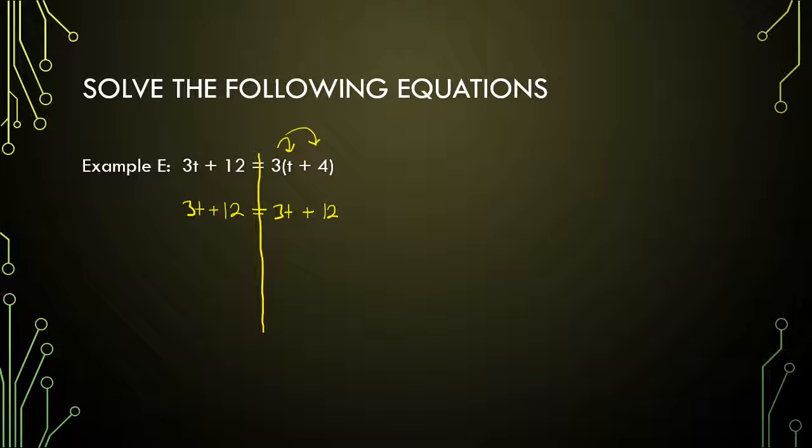Since we're dealing with variables on both sides, we again have to move 1 to the other side. And the opposite of a positive 3t is subtracting 3t. So on the right side, I can cancel them. And on the left side, 3t minus 3t will cancel again. That leaves us with 12 equal to 12. 12 does equal 12, so this is an example of an equation that has infinite solutions. It doesn't matter what value we pick for t. The answers will always work.